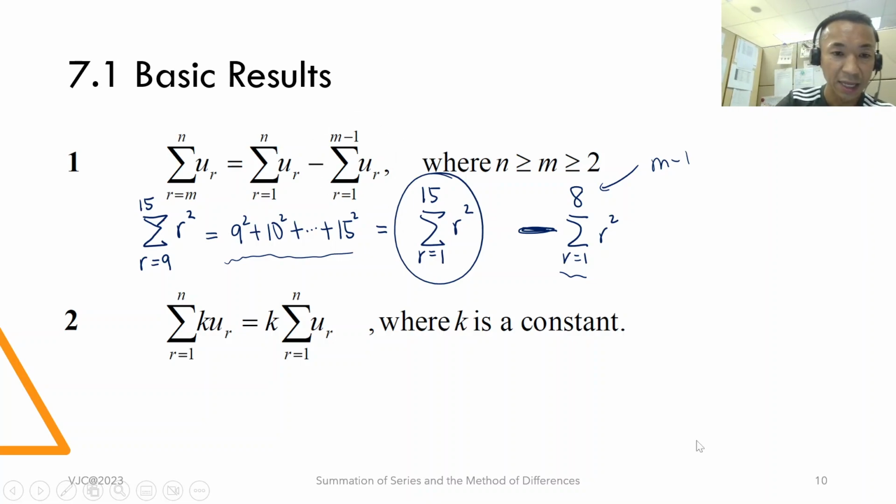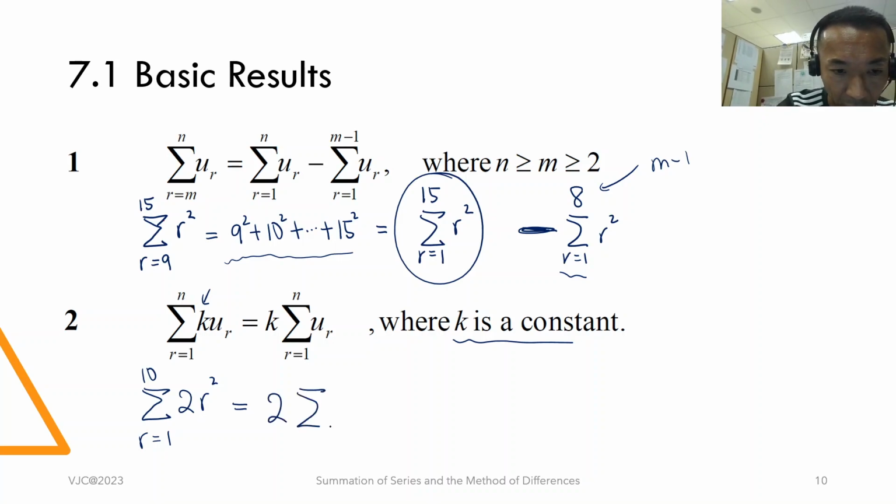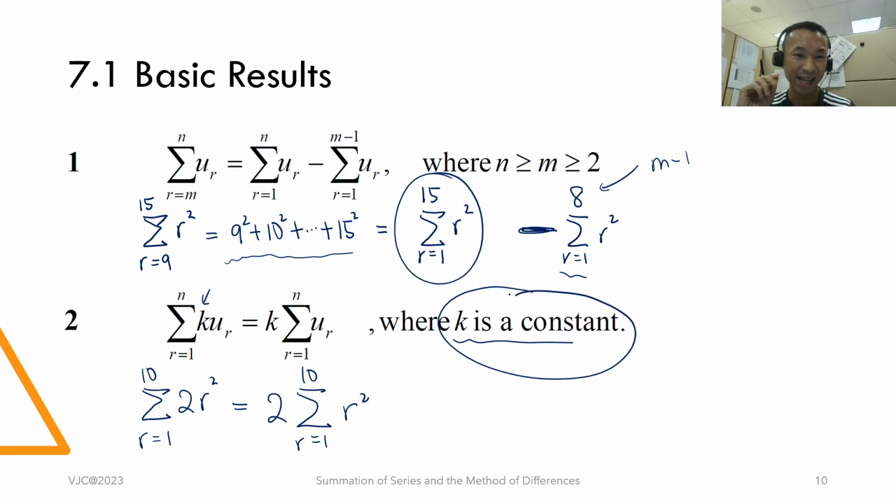Next, suppose I have a constant k, where k is a constant. I give you a very simple example. Let's say it is 2r squared. I want to sum from r equals 1 to 10. Now, it is the same, obviously, as factorizing the 2 out. Right? But just be careful, k must be a constant. It cannot contain a variable.